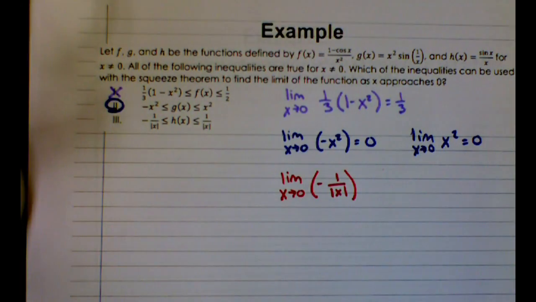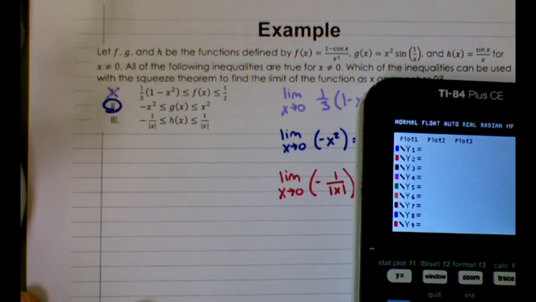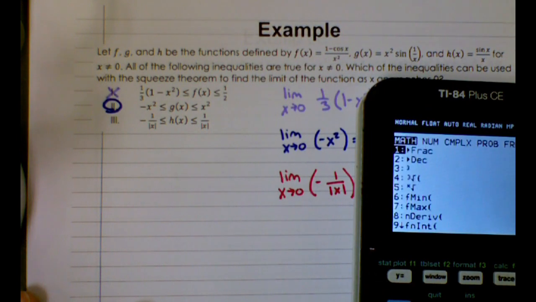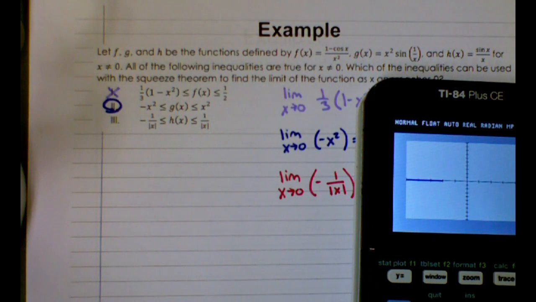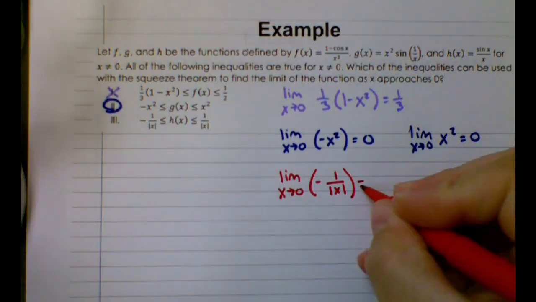Let's look at the graph to see what that limit would be, just to be sure. I could plug values in, but it's a little easier to just graph it. Negative 1 over absolute value of x. As I approach 0, it approaches negative infinity from either side. So we'll say that, negative infinity.